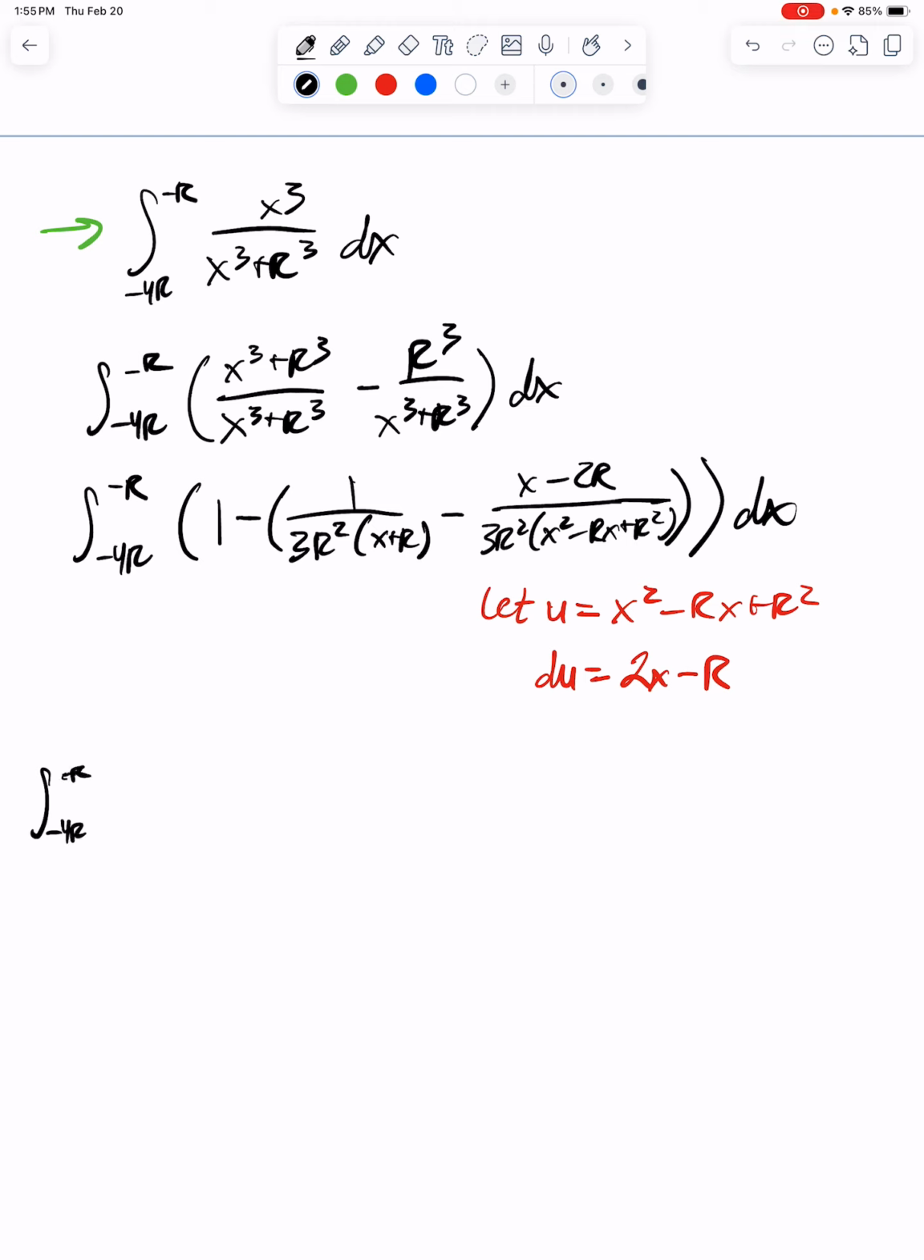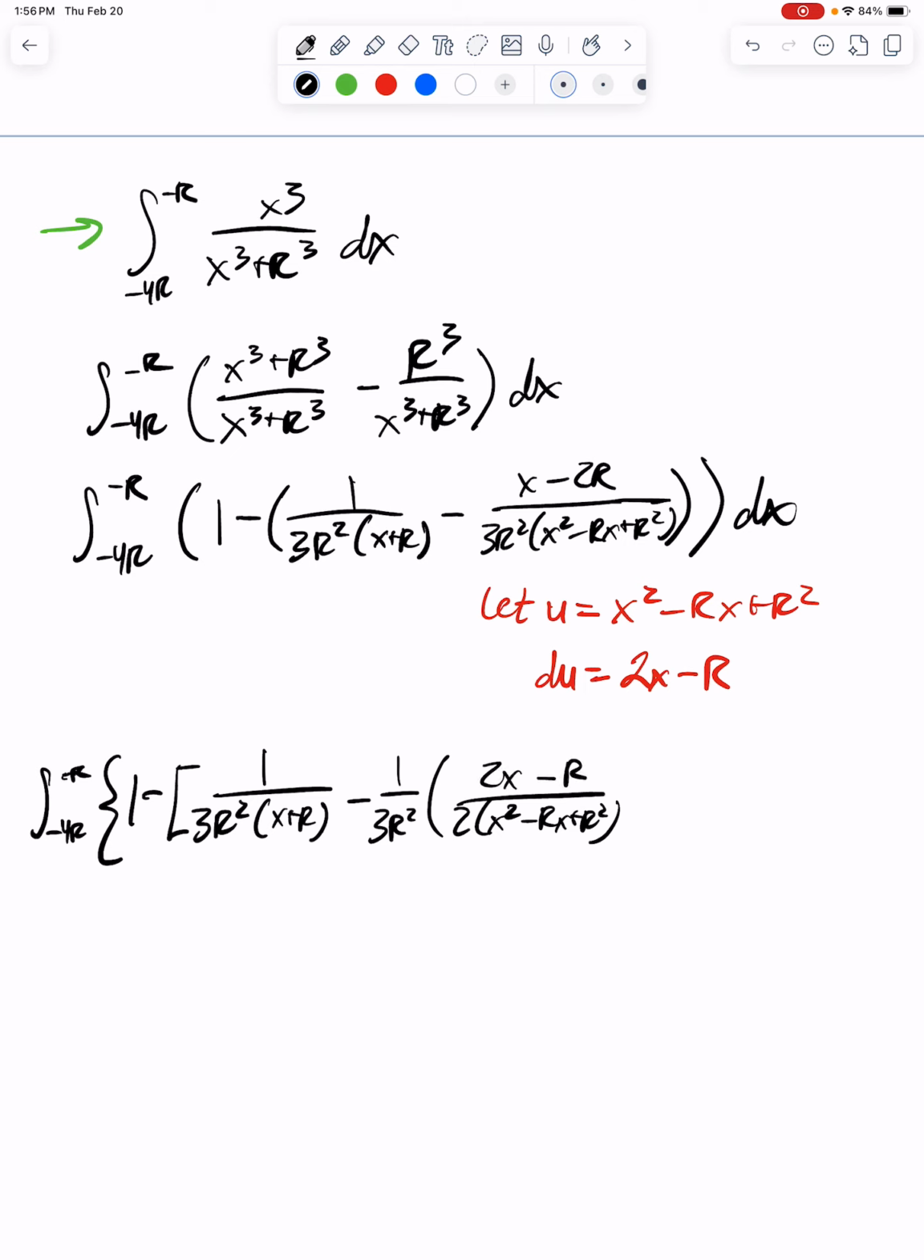So first off, we have a curly bracket, 1 minus square bracket, 1 over 3r squared times x plus r, minus 1 over 3r squared times 2 times x squared minus xr plus r squared divided by 2x minus r, minus 3r over 2 times x squared minus rx plus r squared. And then I close square bracket, close curly bracket, dx.